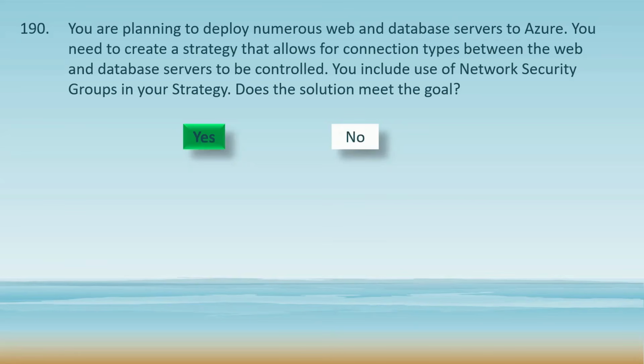Yes, it meets the goal. NSGs allow you to define inbound and outbound rules to filter network traffic to and from Azure resources. This can help you enhance security and control access between your servers. However, the effectiveness of your strategy also depends on how you configure the NSGs and other security measures you put in place.